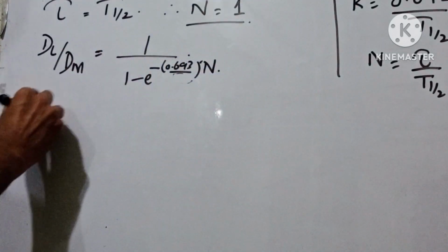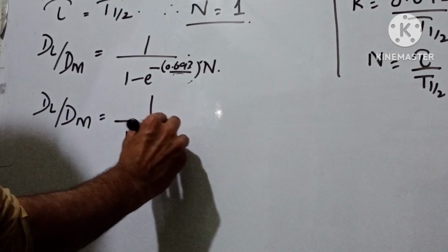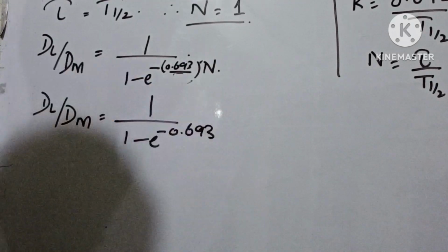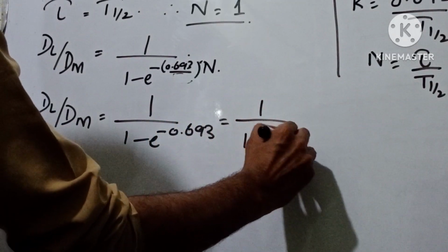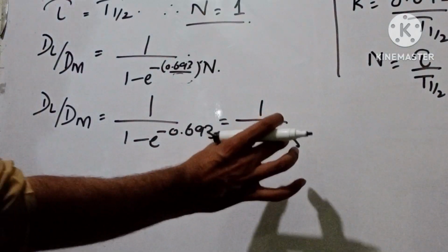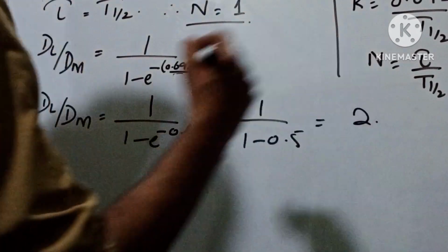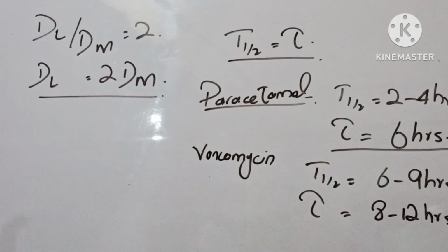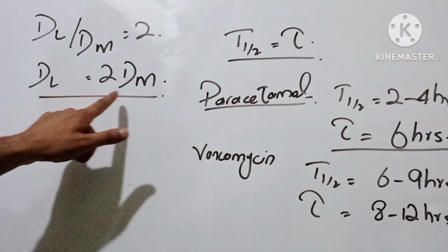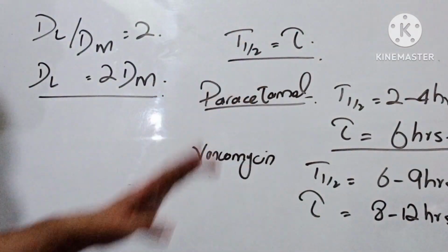And n is equal to 1, then what will happen? DL over DM is equal to 1 over 1 minus e to the power minus 0.693. When you solve this, we get 1 over 1 minus 0.5, which gives 2. So what does it mean? DL over DM is equal to 2. It means DL is equal to 2 DM. So 2 maintenance doses will make 1 loading dose when we put the half-life equal to the dosing interval.